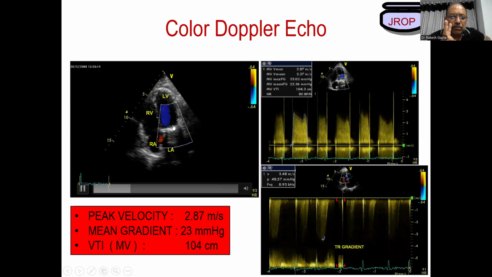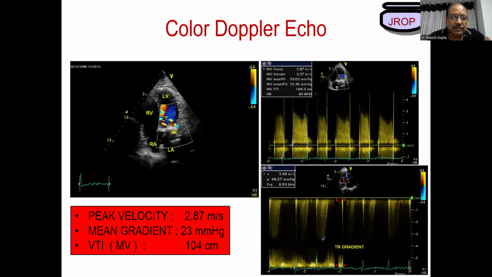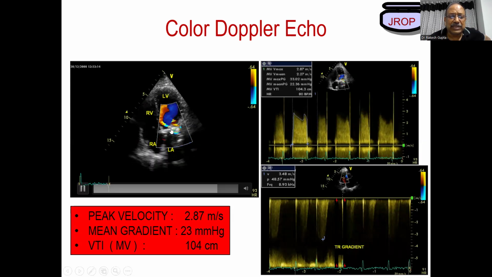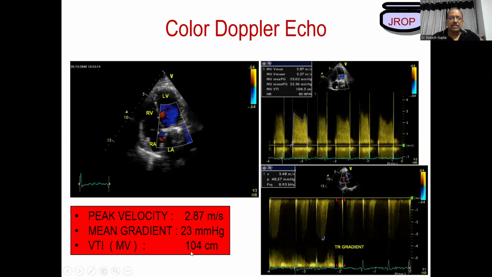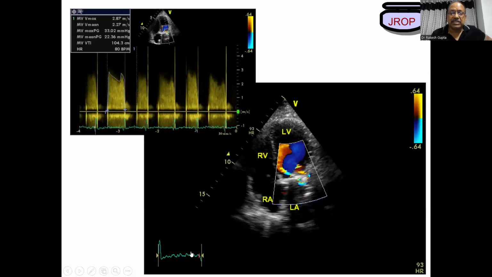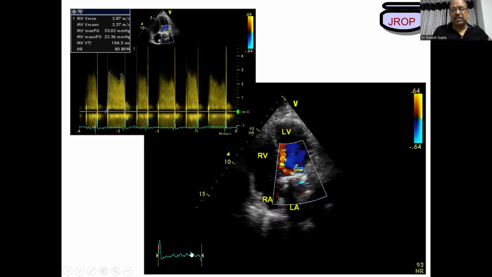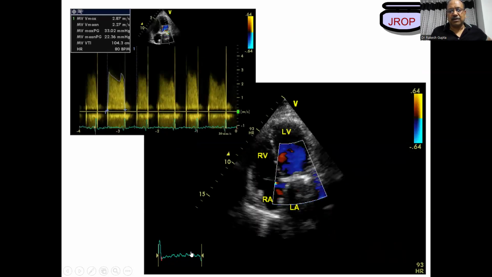If I'm able to see two flows, what kind of valve is it? A metallic bileaflet valve. And we see a larger flow on one side and a smaller flow on the other side. But these flows are turbulent. Normally we don't have this much turbulence in this valve. And when we put a continuous Doppler across this valve, look at the peak velocity, 2.87. Look at the mean gradient, 23, and the velocity time integral, 104. What does it suggest? This classically suggests possibly a stuck valve.